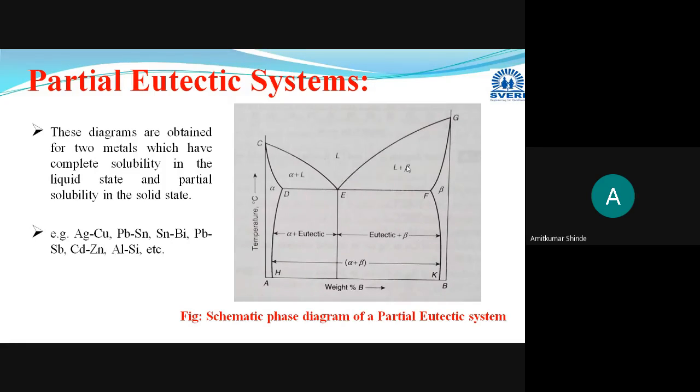CdZn is the cadmium and zinc, then aluminum and silicon. So these are the different alloys which show the partial eutectic system of the phase diagram. Please draw this diagram, and after drawing this diagram I will explain the different terms.